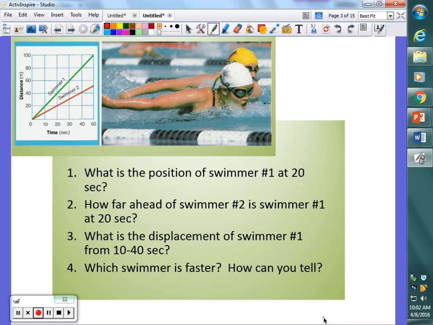All right, are we ready? Okay. Question number 1. We said position describes where this object is, right? How many of us wrote this? 40 meters. How many of us wrote that?